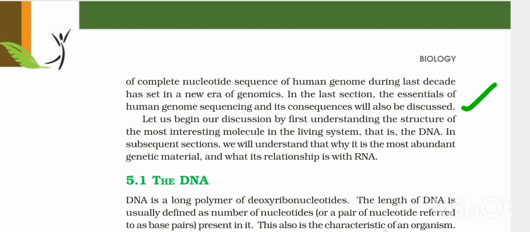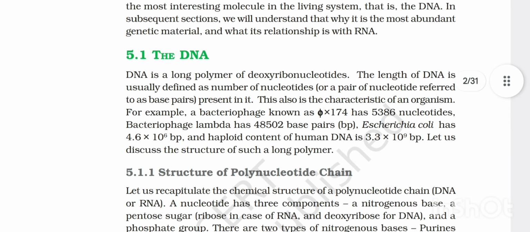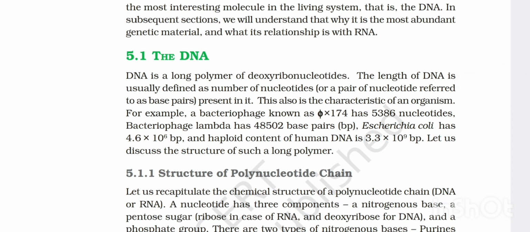Let us begin our discussion by first understanding the basic structure of the most interesting molecule in the living system, that is DNA or deoxyribonucleic acid. In the subsequent sections, we will understand why it is the most abundant genetic material and its relationship with RNA. So at first, the DNA. DNA is a long polymer of deoxyribonucleotides. Length is usually defined as the number of nucleotides present in it. This is also a characteristic of an organism.